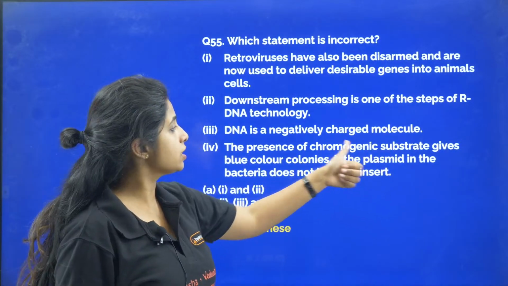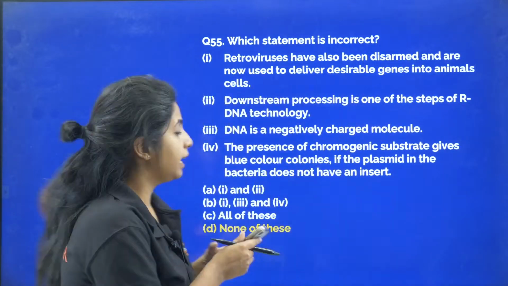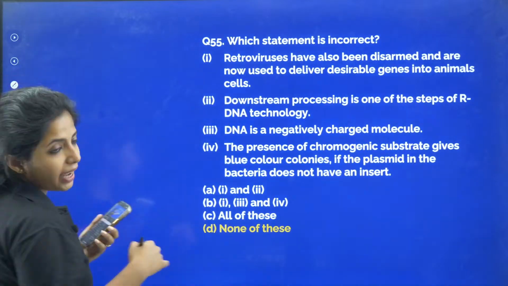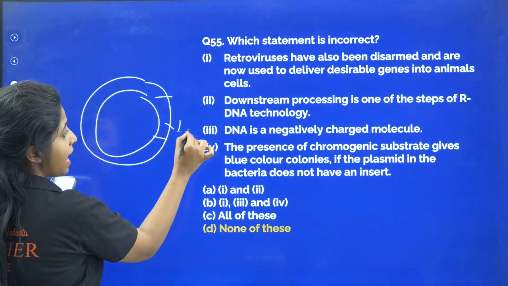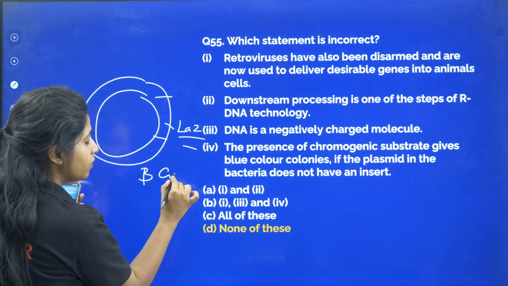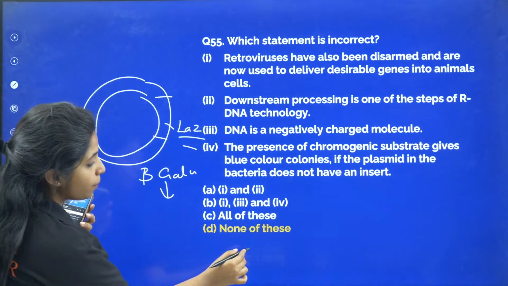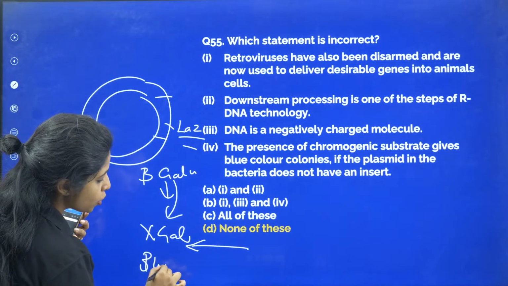The presence of a chromogenic substrate gives blue color colonies. There are blue-white colonies, my dear children. If you know blue-white colonies, it makes sense, right? If you do not know it, I'll tell you. Listen to me. Again, suppose this is a plasmid. Here I have a gene that is the lacZ gene. The lacZ gene codes for beta-galactosidase. In the normal case it will code for beta-galactosidase, and suppose I am putting a substrate, that is X-gal. It will react with the substrate and produce what? Blue color colonies.